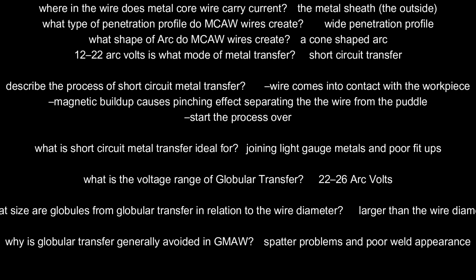What is the voltage range of globular transfer? 22 to 26 arc volts. What size are globules from globular transfer in relation to the wire diameter? Larger than the wire diameter. Why is globular transfer generally avoided in GMAW? Spatter problems and poor weld appearance.